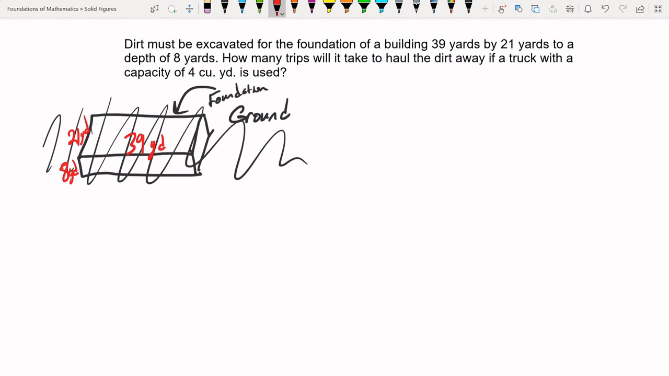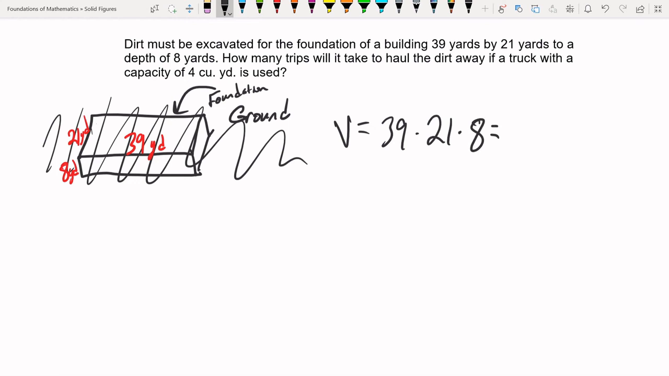So if we can figure out how much volume this prism has, that's the same thing as how many cubic yards, because it's a volume, so it's in a cubic dimension. That's how much volume of dirt we have to move. And we can divide that by 4 to tell us how many trips the truck needs to take. So the volume of this thing is going to be just length times width times height, really, because of the simplicity of a rectangular prism.